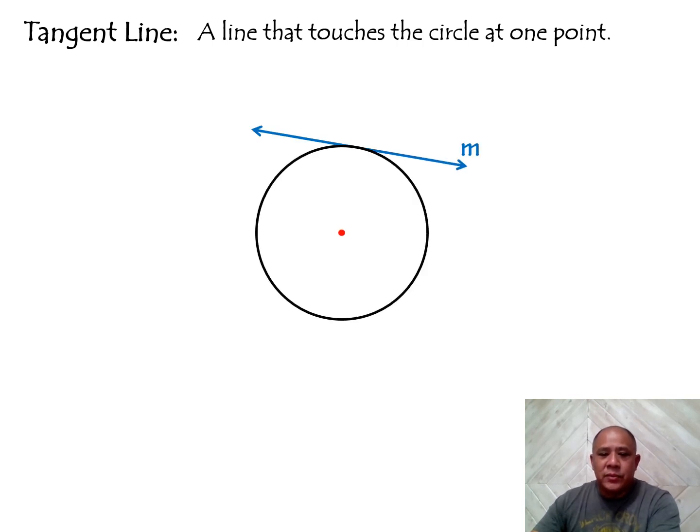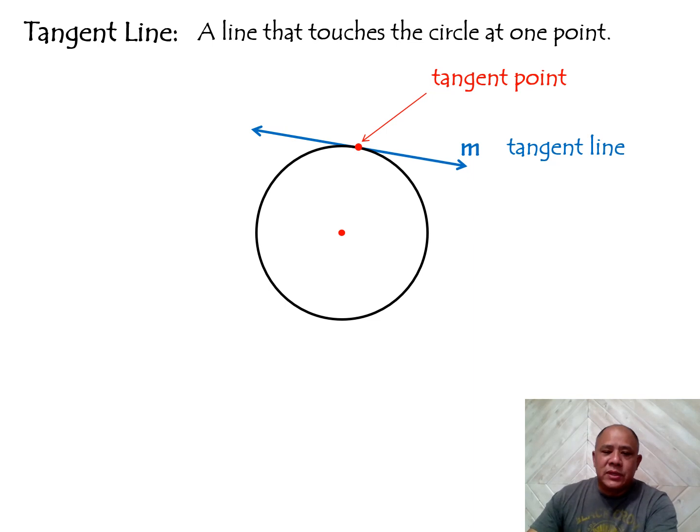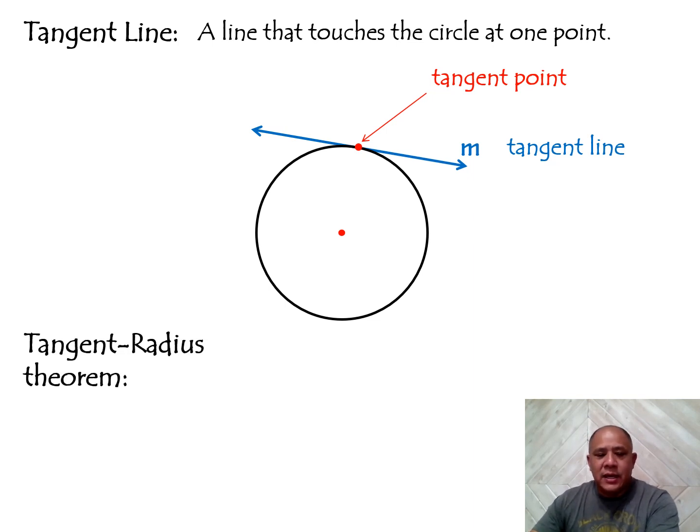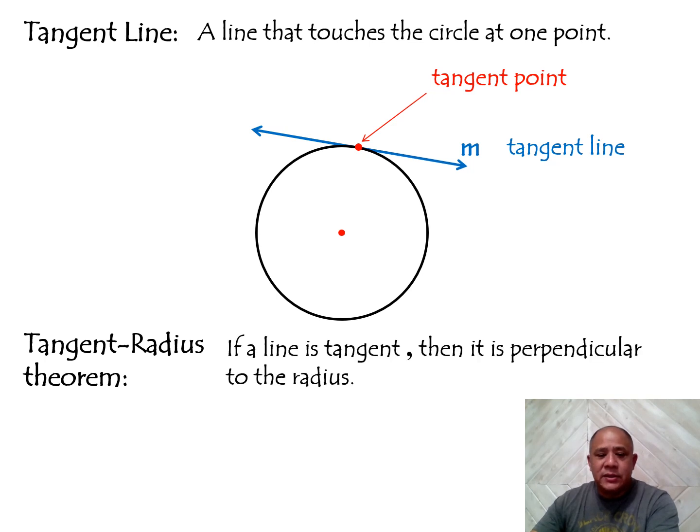Now, what's significant about this? Here's a tangent line, and it touches a circle at this point here. It's called the tangent point. And what's significant about this is that there's a theorem called the tangent to radius theorem, and it says that if a line is a tangent, then it is perpendicular to the radius.